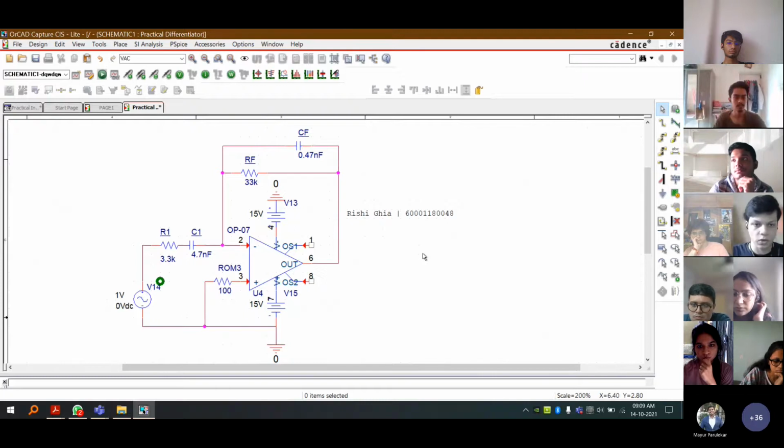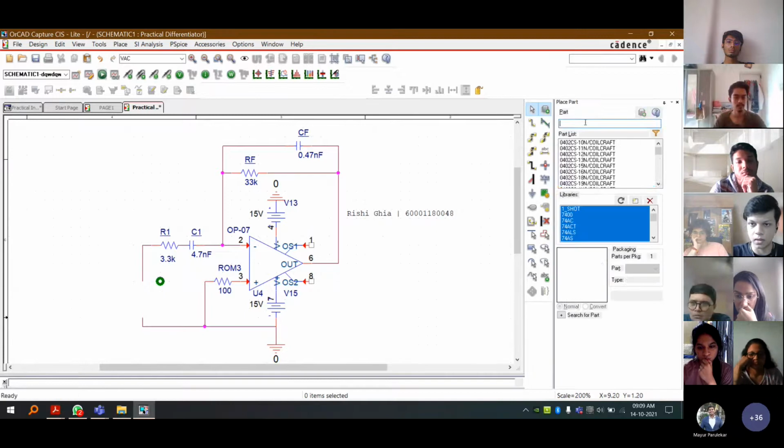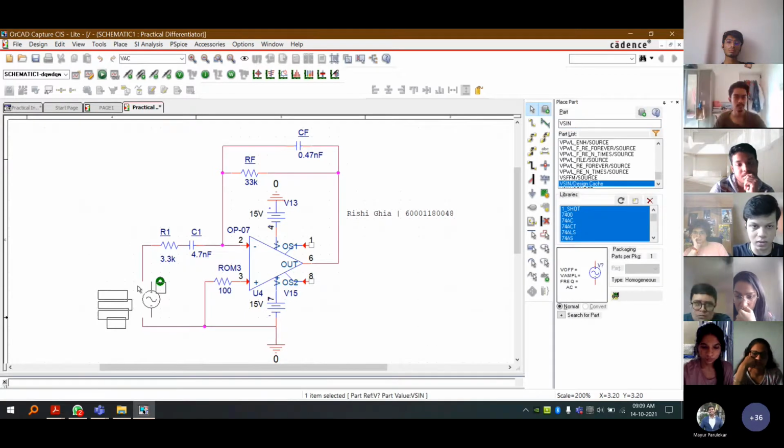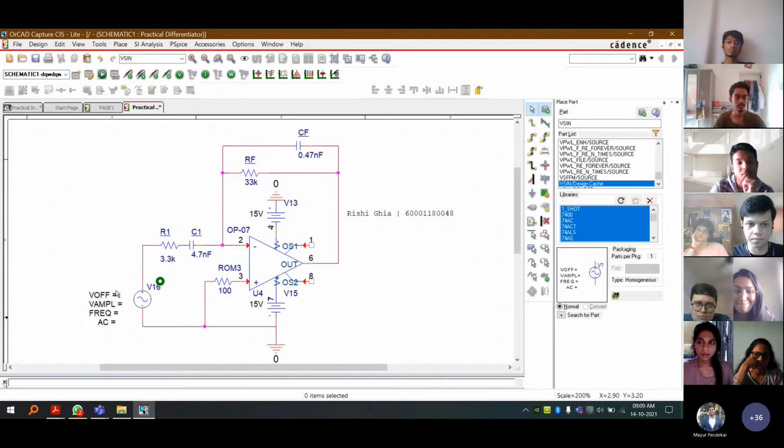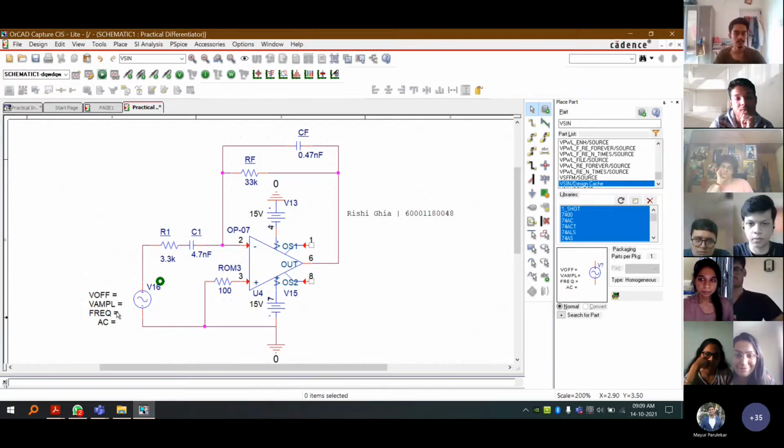All right. So the first thing that we're going to do is we're going to try to simulate the differentiator using a sine wave. So we're going to go into the place part menu. I'm going to type in V sine, and just going to place this here. Does anyone remember what values we'll be putting in for these four input boxes here? Can anyone recollect what we've done yesterday?